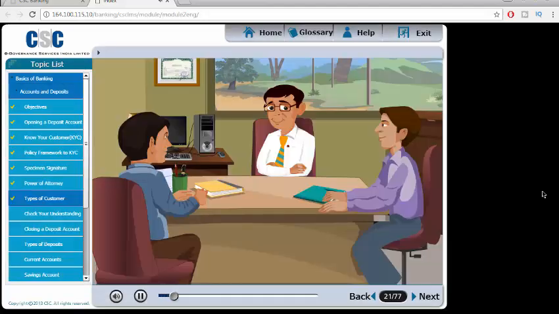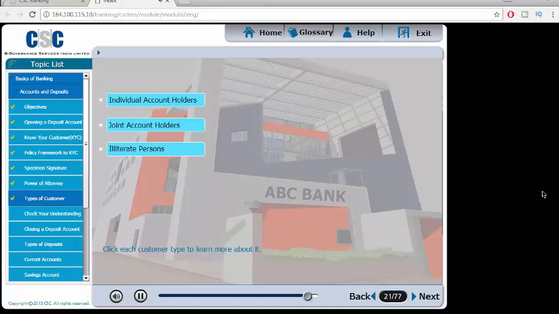Mr. Kumar, who all can open an account with a bank? Can more than one person jointly have an account? Let me tell you. Banks offer individual accounts and joint accounts. Banks also offer accounts for illiterate persons. Click each customer type to learn more about it.